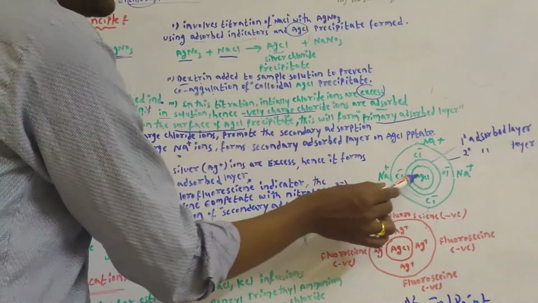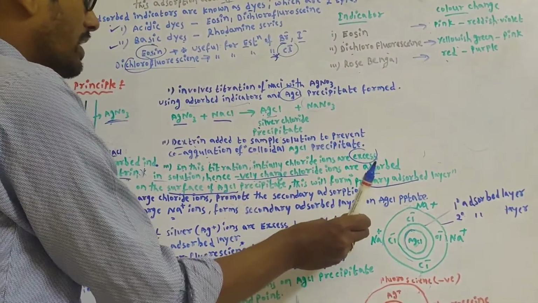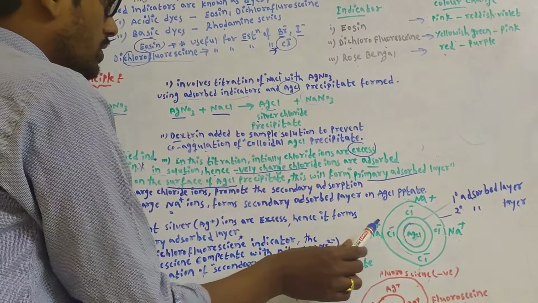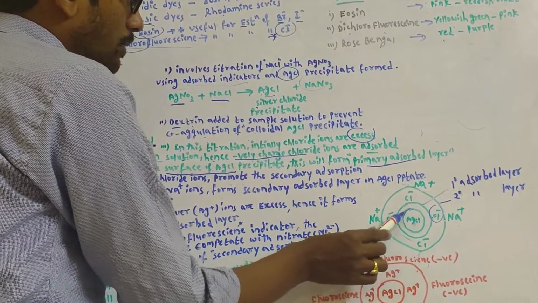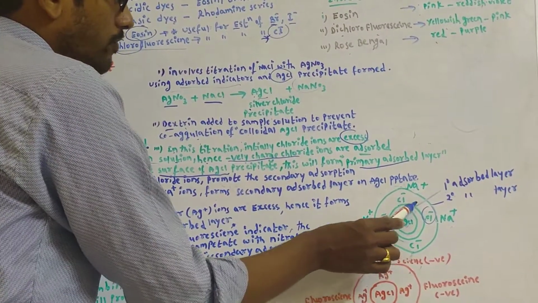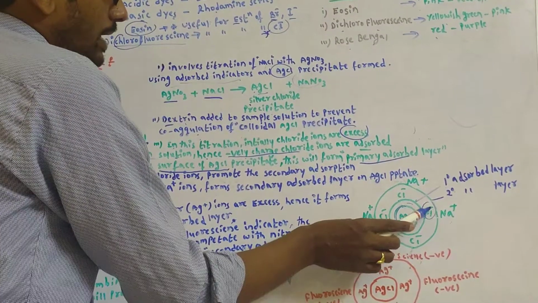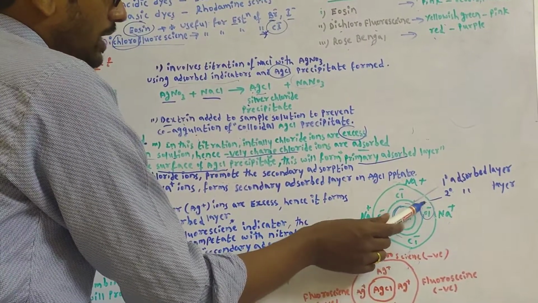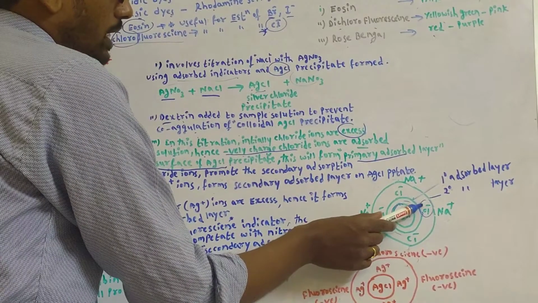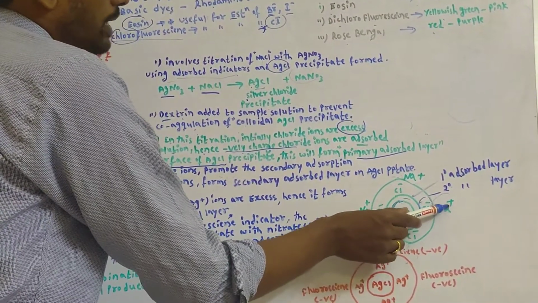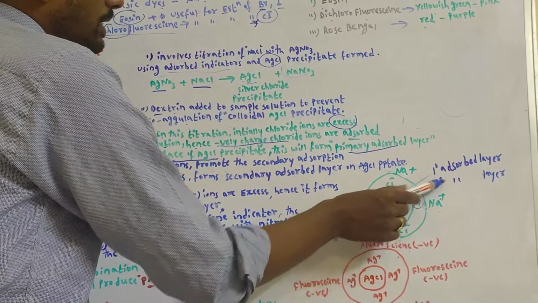Here you can see the AgCl precipitate. Initially, at the start of the titration, which ions are high in the solution? Chloride ions are high. So these negatively charged chloride ions are adsorbed onto the surface of silver chloride, and it forms the primary adsorbed layer. The negatively charged chloride ions attract and promote the secondary adsorption of sodium ions, which have positive charge. So sodium ions form the secondary adsorbed layer.